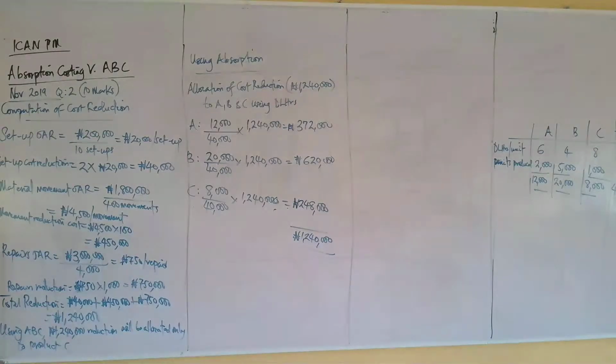Here we are saying that you need... Because I was looking at this one. In absorption, why are we allocating the total cost to all the products instead of C? It's because the absorption is by labor hours. They did not tell you. If they said now that labor hours will be used for this, then it's good to do this.